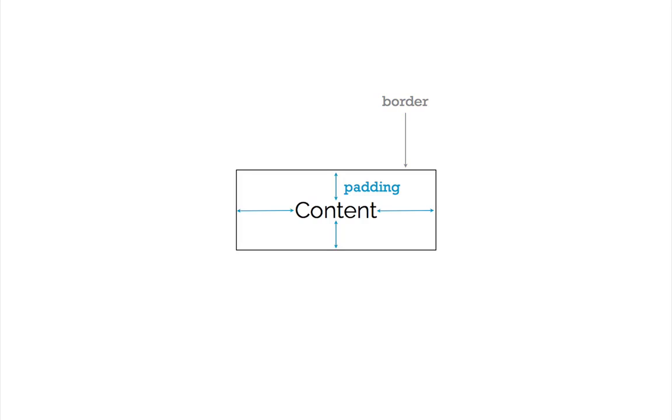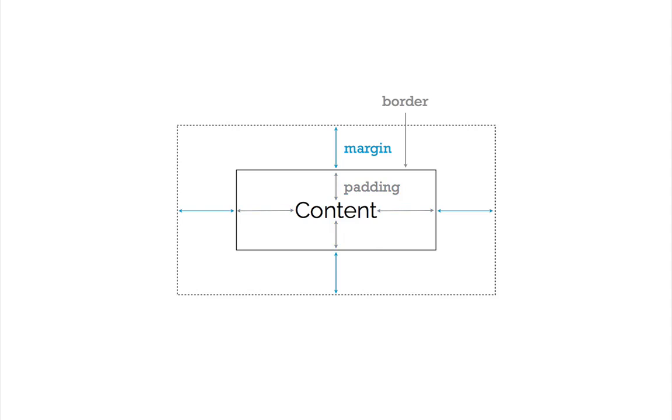The distance between your content and the border is called padding. Padding is therefore inside an element. And the distance between this element, the border of the element, and what's around it is called the margin. So the margin is outside of the element, outside of a button if it's a button.